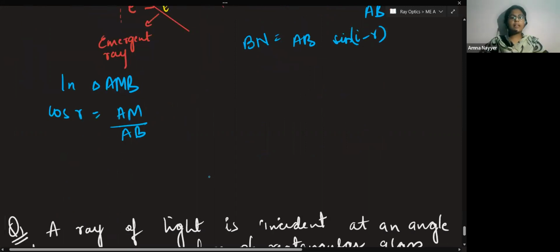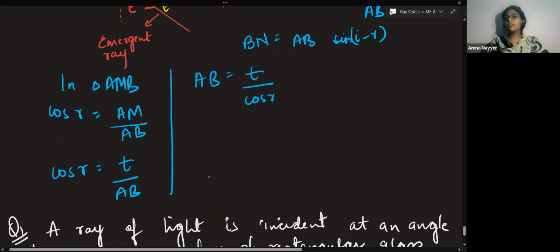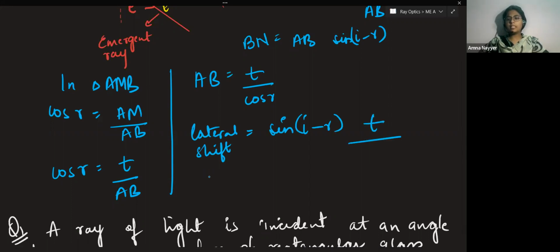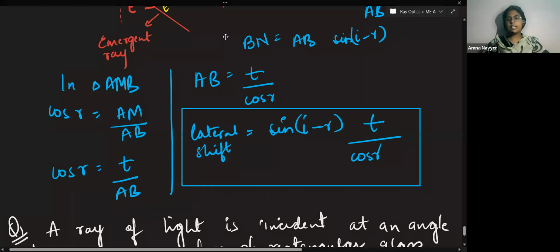So cos r will be equal to AM, which is the thickness, by AB. So AB is t by cos r. Now no unknown variable is present in my answer. BN, which is the lateral shift, or lateral displacement, is AB into sin of i minus r, that is sin(i minus r) multiplied by t by cos r. And this is the entire formula for the lateral shift.